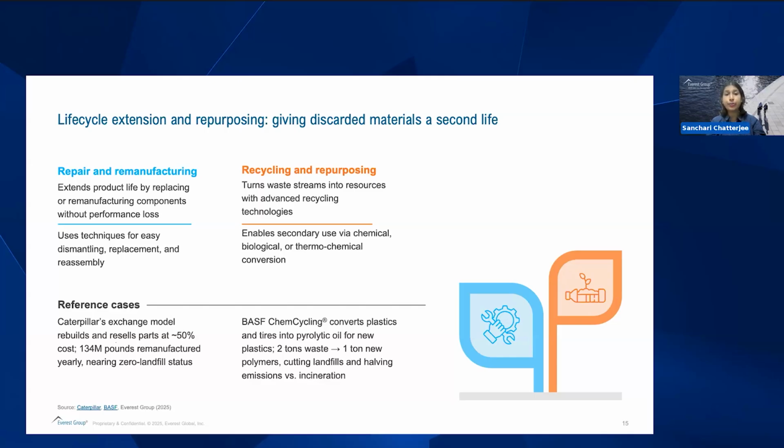On the recycling and the repurposing part, the focus is more on advanced recycling. So here we can take into consideration chemical or biological or even thermochemical conversion. BASF's ChemCycling program here is again a great example, and it turns 2 tons of mixed plastics and tire waste into 1 ton of new polymers, thereby cutting emissions in half as compared to traditional incineration. So when these companies are factoring in the avoided waste cost and brand value, these circular models often outperform the traditional ones on total life cycle economics.